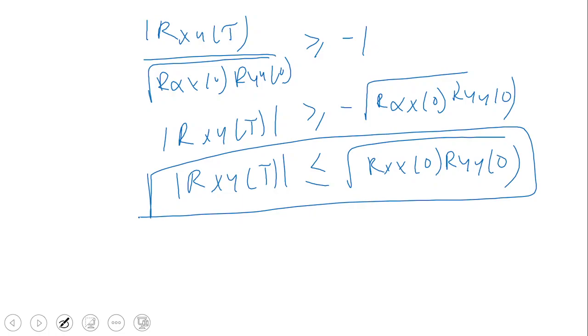That is, the modulus of the cross correlation function, that is the absolute value, is always less than or equal to the geometric mean. If you have x and y, root of xy can be called the geometric mean. Okay, the geometric mean of the autocorrelation functions of x of t and y of t at tau equal to 0. This is the second property.